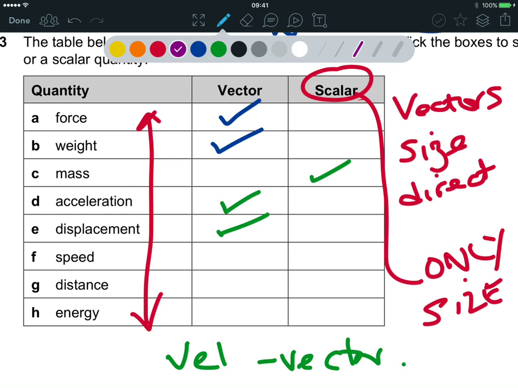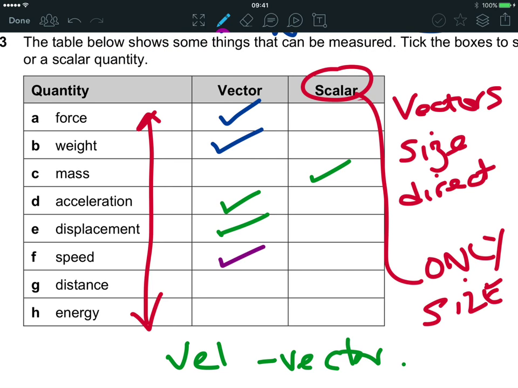Speed, we talked about speed in the previous question. Speed is just how fast you're going, how many meters you're covering in a certain number of seconds. It doesn't have a direction element, so that is a scalar. There we go. Distance, well, distance is just how far you've travelled, so that is a scalar.